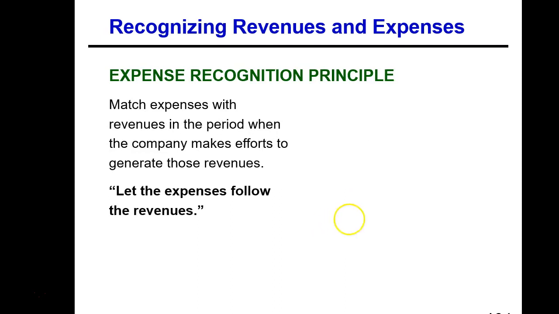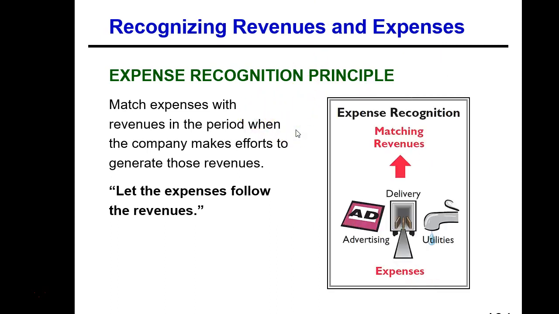The expense principle says any expenses that took place in order to earn the revenue should be recorded in the same accounting period. Again, any expenses incurred in order to earn revenue, record those expenses in the same accounting period. Because of these two principles, we have to make adjusting entries at the end of the accounting period to make sure that all revenue earned has been recorded and that all expenses incurred have been recognized as well.